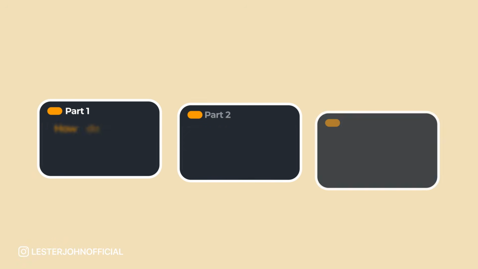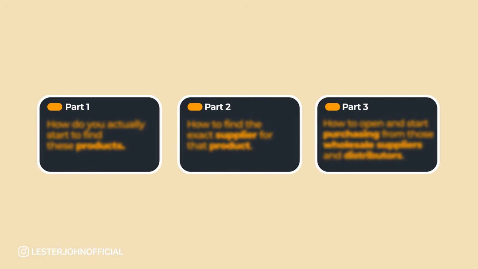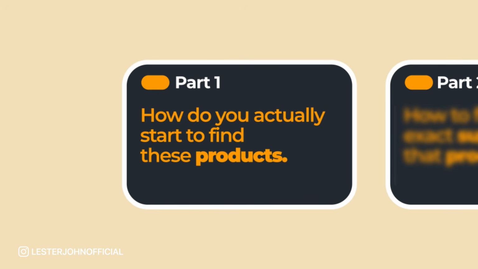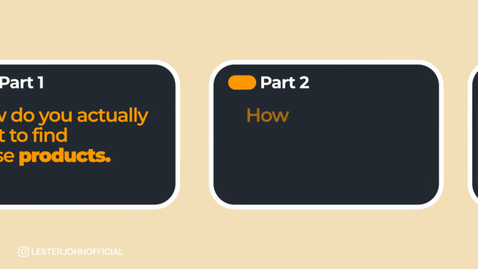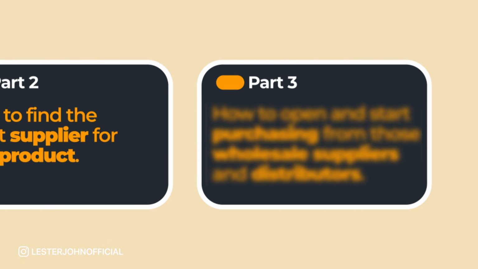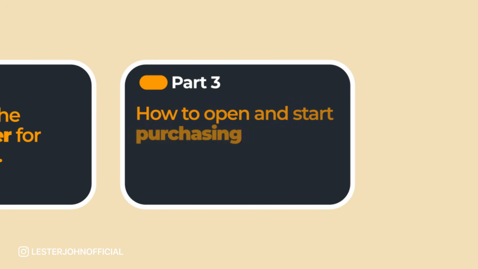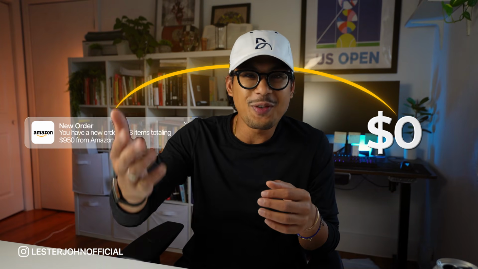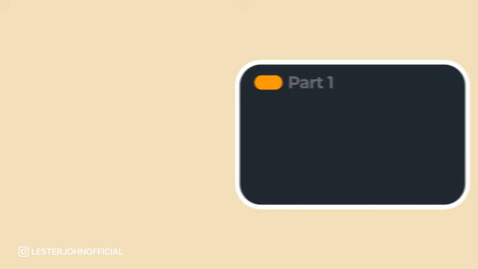So we're going to break down the video into 3 parts, so that again it's easy for you to follow. Part 1 is how to actually start to find these products. Number 2 is how to find the exact supplier for that product. And lastly, number 3 is how to open and start purchasing from those wholesale suppliers and distributors. If you follow this exactly, you can go from 0 to your first sale. So if you're ready, I'm ready. Let's get started.